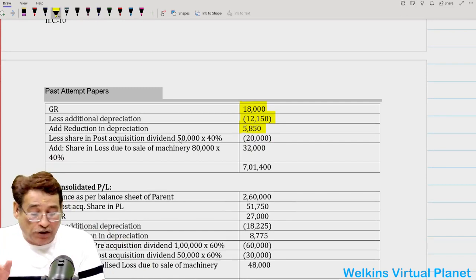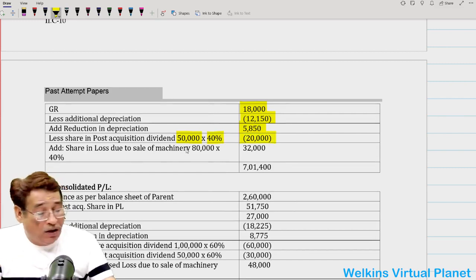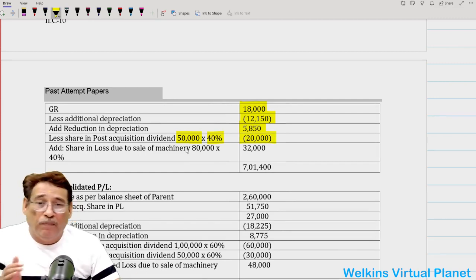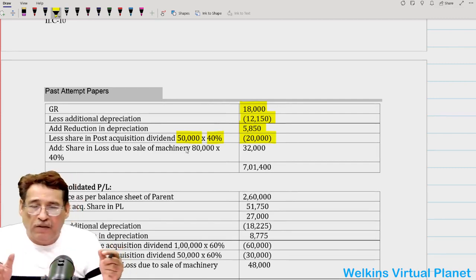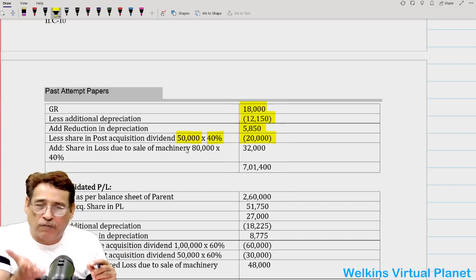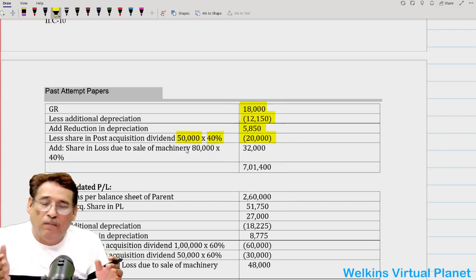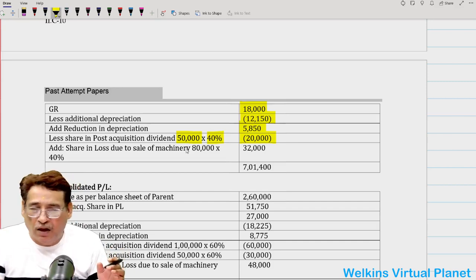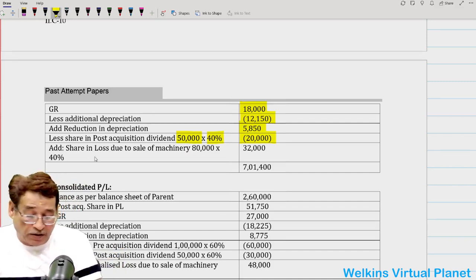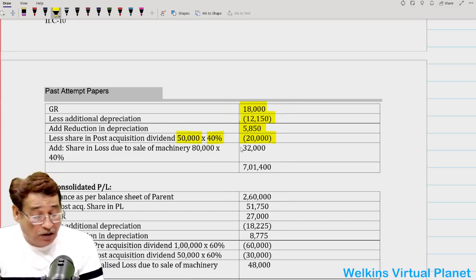So post-acquisition dividend is 50,000, minority interest is 40%, it will be subtracted from minority interest. And share of loss, machinery, because it was a case of upstream transaction, so share of unrealized profit or loss will be adjusted in both holding company's consolidated P&L and minority interest. So share of loss of machinery, because it is a case of unrealized loss, so it will be added, not subtracted. So 80,000 was the loss, 40% is 32,000.